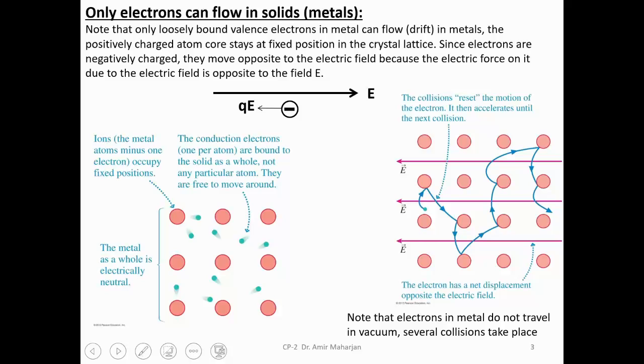As I said, when electrons move, they suffer many collisions with the metal and with each other, with the crystal lattice. These are the positive ions. When electrons flow, again opposite to the electric field, they suffer many collisions per second, and that generates heat energy.